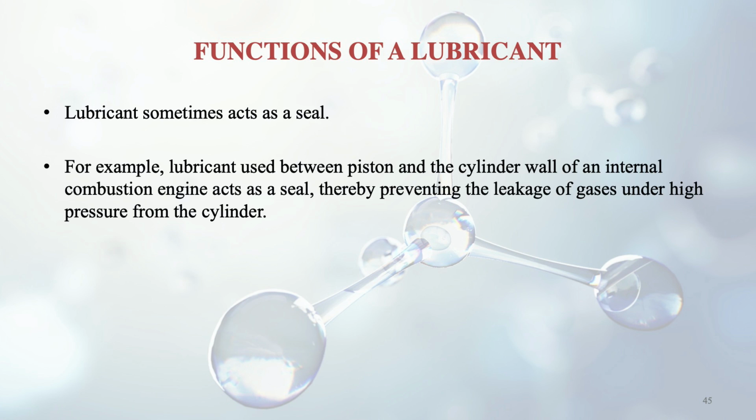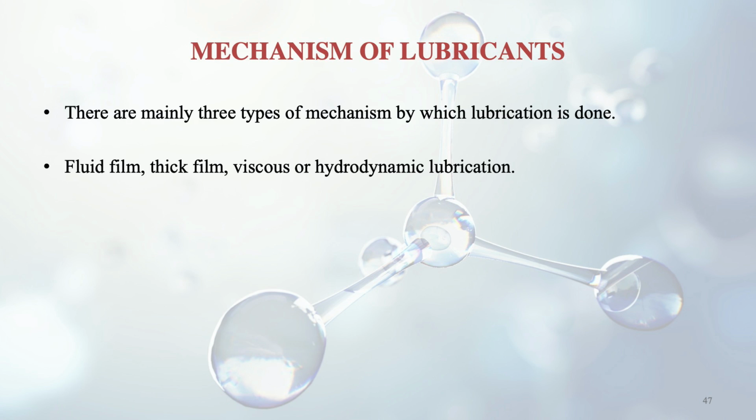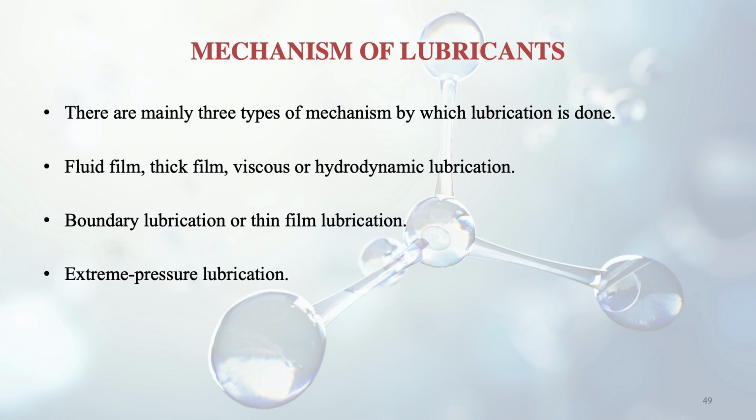So what is the mechanism of these lubricants? How do they act actually? There are mainly three types of mechanism by which lubrication is done. One is the fluid film, thick film one, which is known as the viscous or hydrodynamic lubrication also. And we have seen this name earlier in the session. And boundary lubrication also we have read, or thin film lubrication. And the third one is the extreme pressure lubrication.